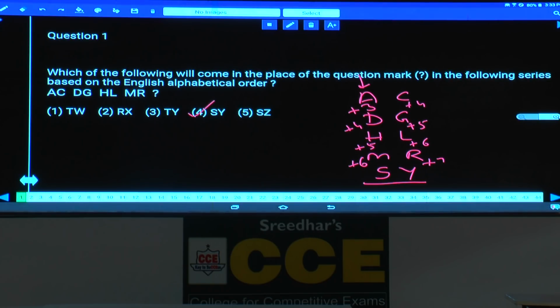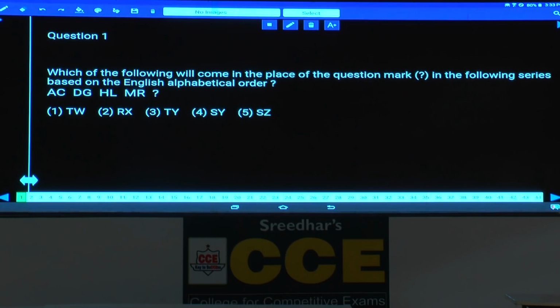The first letter is differed by 3, 4, 5, 6. And the second letter is differed by 4, 5, 6, and 7. SY is the answer, choice 4. Then question number 2.